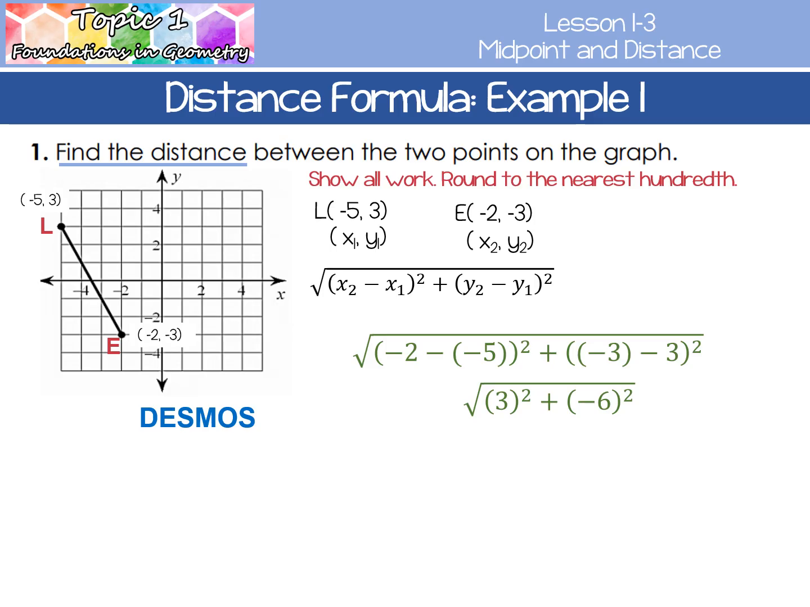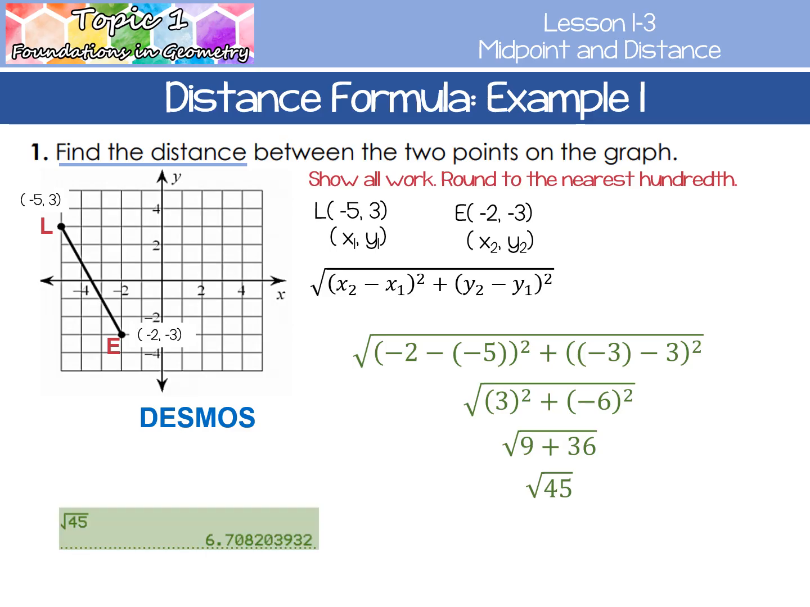Remember, on the graphing calculator, negative and minus look different, so be careful with that. So we get 3 squared plus negative 6 squared. When you square a negative, you do get a positive, so be careful that you're putting it in the calculator correctly. You should not have the square root of a negative number. You don't get to that until Algebra 2 when you deal with imaginary numbers. Okay, let's combine those. It's the square root of 45.